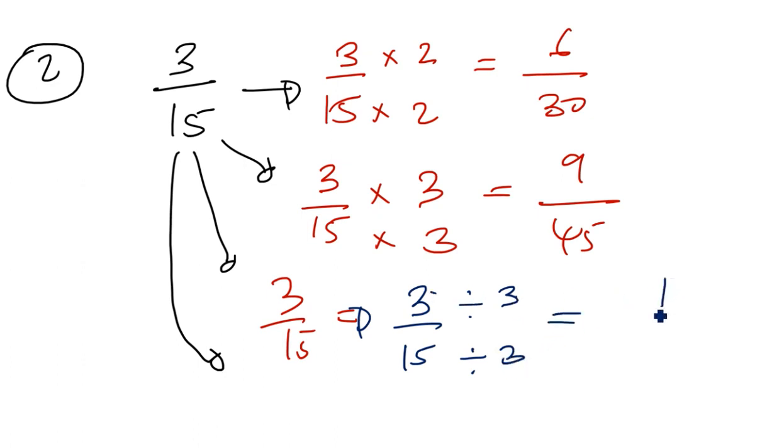So 3 over 15, divide by 3 on top, divide by 3 on the bottom. 3 divided by 3 is 1. 15 divided by 3 is 5. So even this one is an equivalent fraction. Because of this, we need to discuss simplest form.